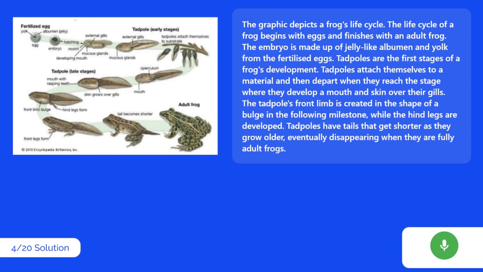Tadpoles are the first stages of a frog's development. Tadpoles attach themselves to a material and then depart when they reach the stage where they develop a mouth and skin over their gills. The tadpole's front limb is created in the shape of a bulge in the following milestone, while the hind legs are developed. Tadpoles have tails that get shorter as they grow older, eventually disappearing when they are fully adult frogs.